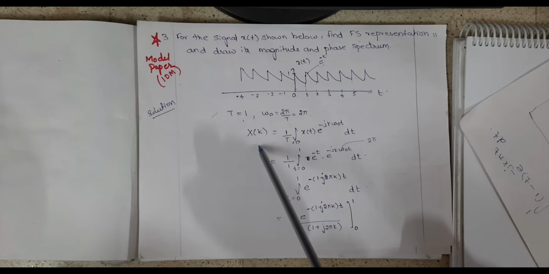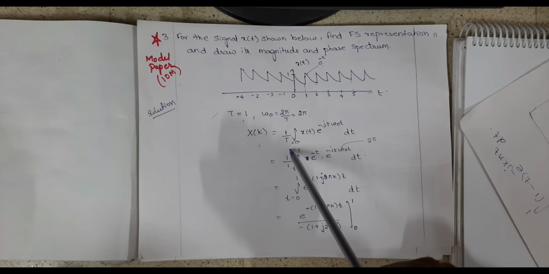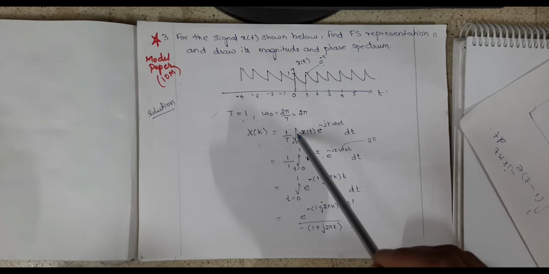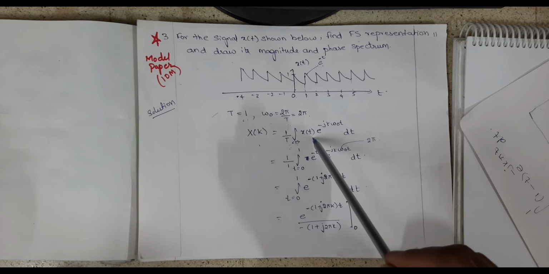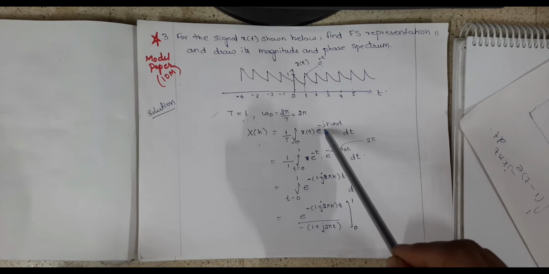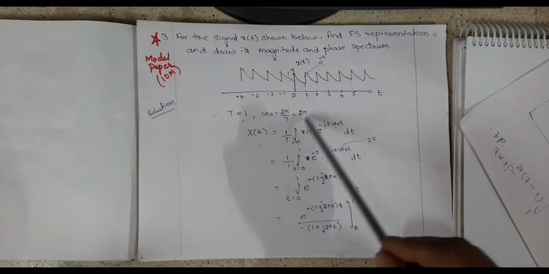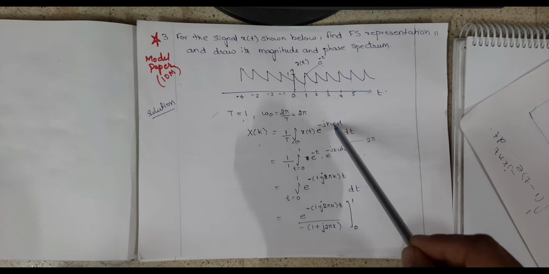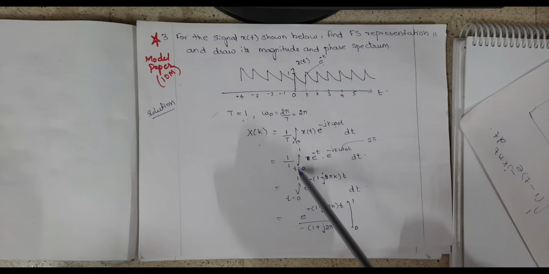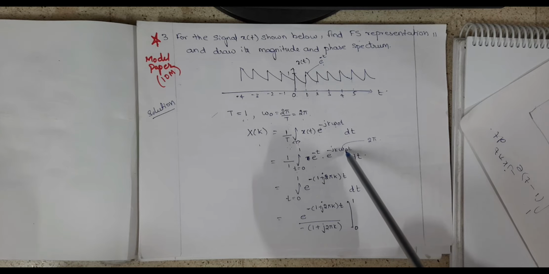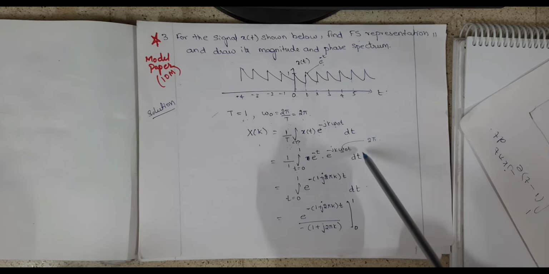Here now we know the formula, X of k is equal to 1 by T times the integration over the time period of x of t e raised to minus j k omega naught t dt. But what is omega naught? 2 pi. In the next step we can substitute this value, therefore 1 by 1 integration t equal to 0 to 1 e raised to minus t, because x of t is nothing but e raised to minus t, times e raised to minus j k 2 pi t dt.